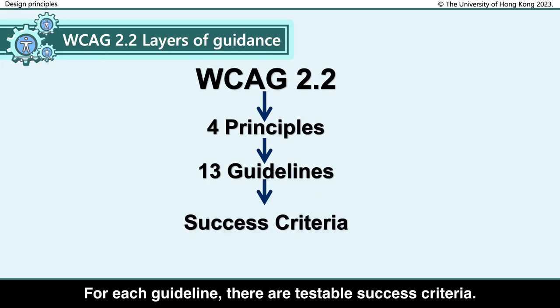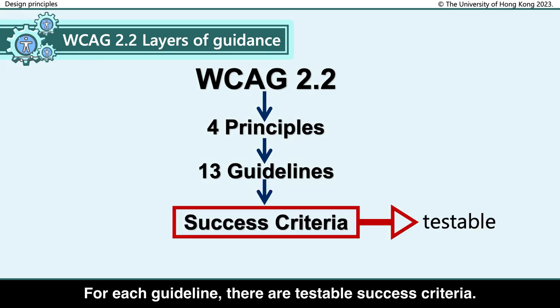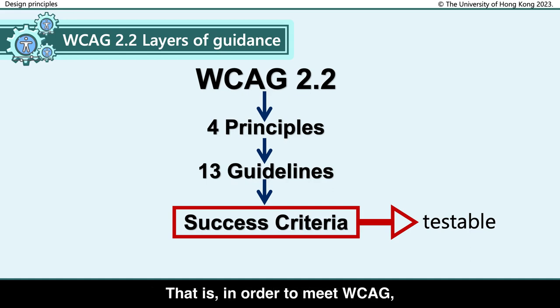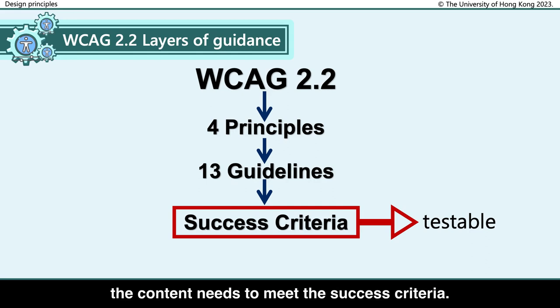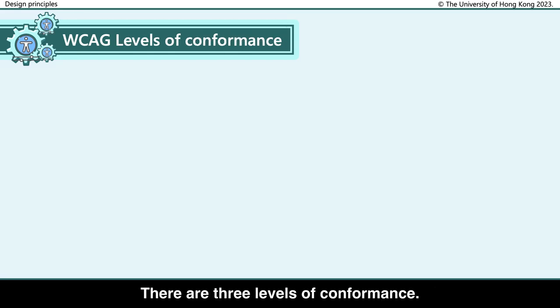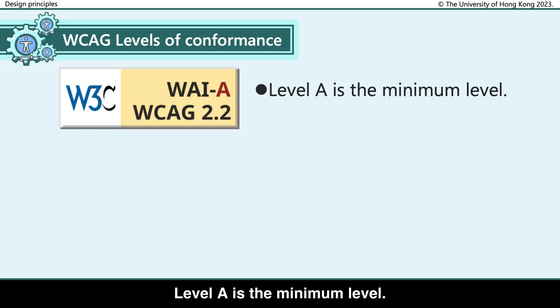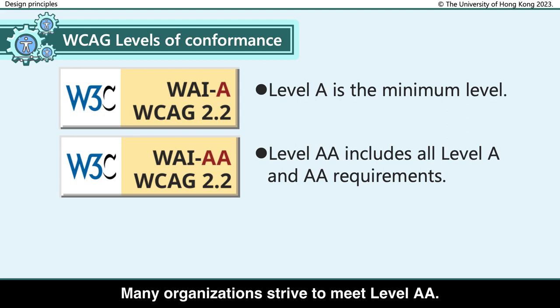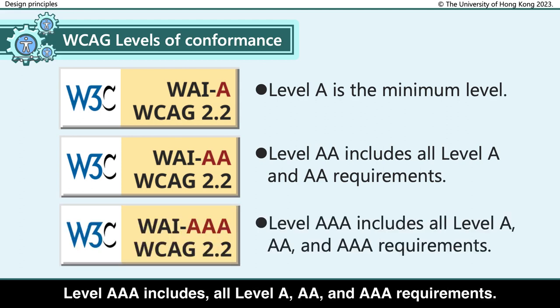For each guideline, there are testable success criteria. The success criteria are what determine conformance to WCAG. That is, in order to meet WCAG, the content needs to meet the success criteria. There are three levels of conformance. Level A is the minimum level. Level AA includes all Level A and AA requirements. Many organizations strive to meet Level AA. Level AAA includes all Level A, AA, and AAA requirements.